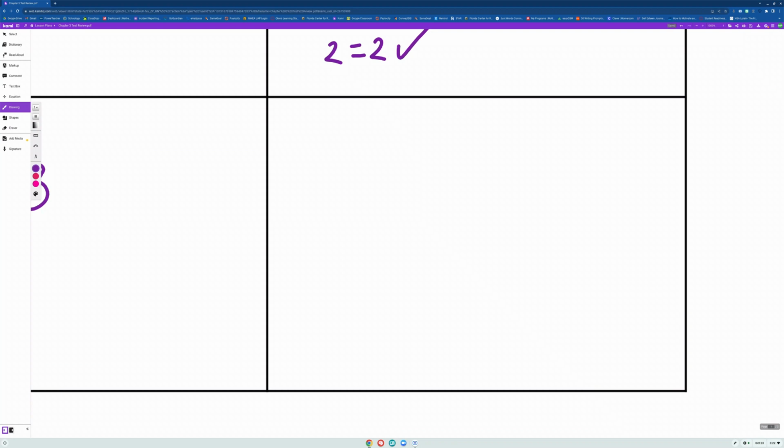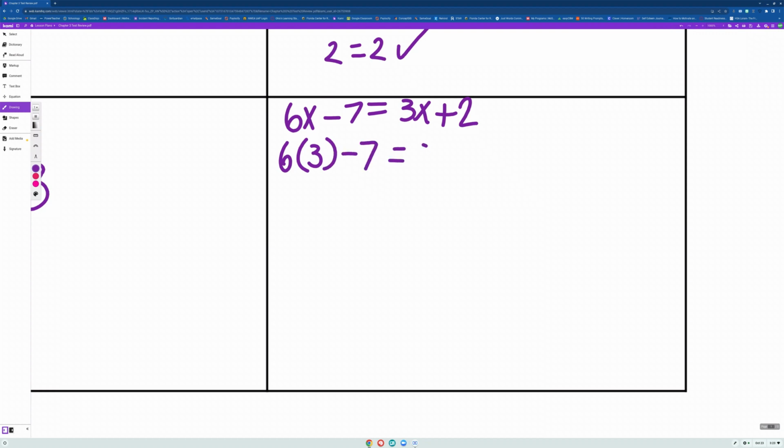So rewriting it as 6x minus 7 is equal to 3x plus 2. Then now plugging in my 3 instead of my x. So 6 times 3 minus 7 is equal to 3 times 3 plus 2. So now just following order of operations on both sides. There's no math within my parentheses, no exponents. There is multiplication. So what I'm going to do is do 6 times 3.